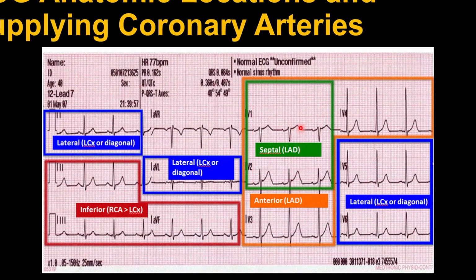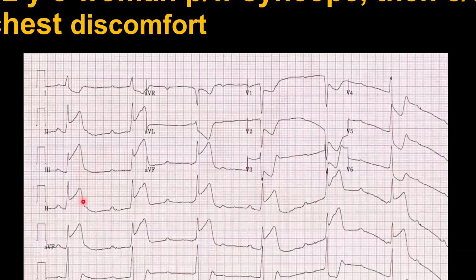V1 through V4 is anterior, the left anterior descending coronary artery. This is usually the right coronary artery, inferior. 1 and AVL can be lateral, an LAD diagonal, or a left circumflex, and then this is considered lateral out here. So here we saw an inferior MI due to right coronary artery occlusion.